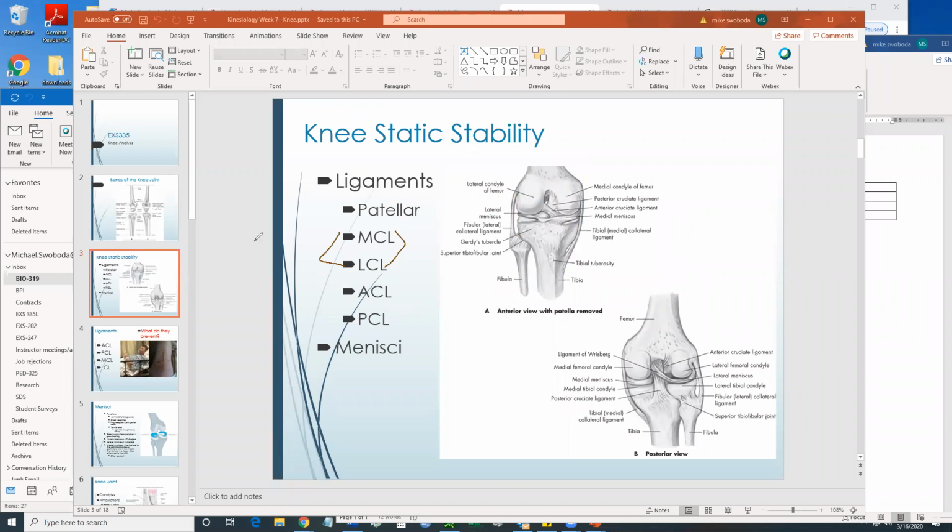So MCL, LCL, left and right. So prevents you from going left or right. ACL, PCL, anterior and posterior. Prevents you from going front and back.